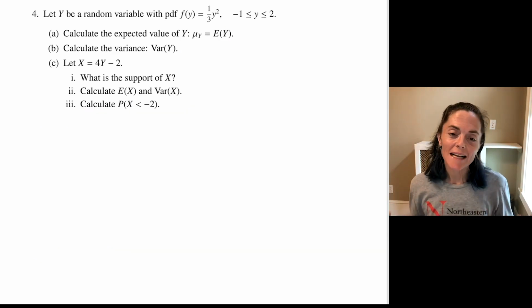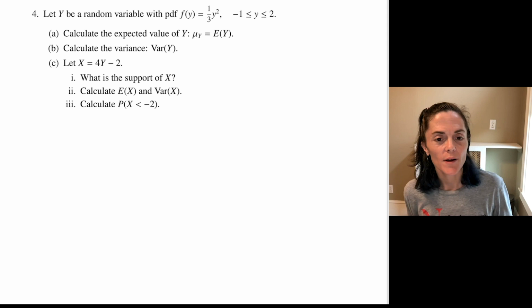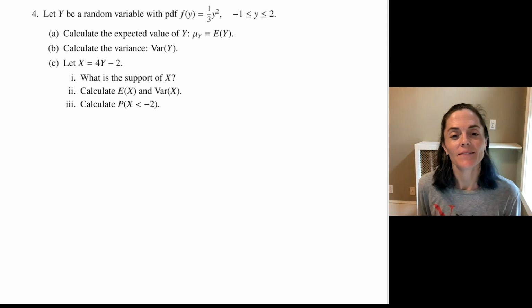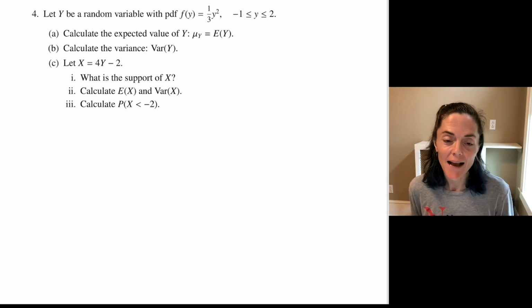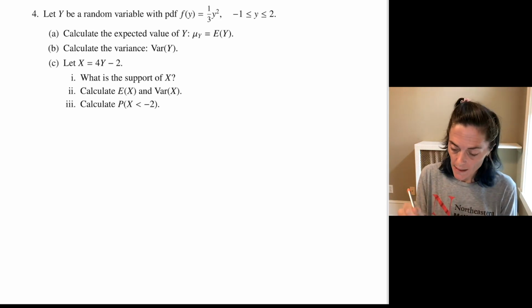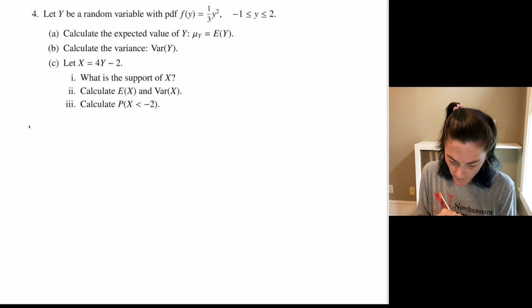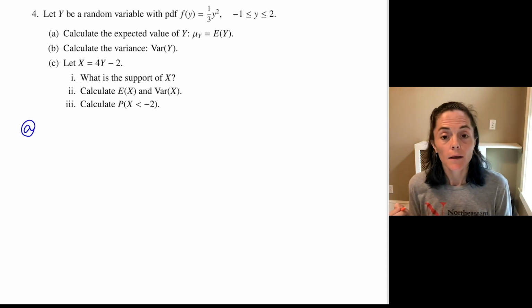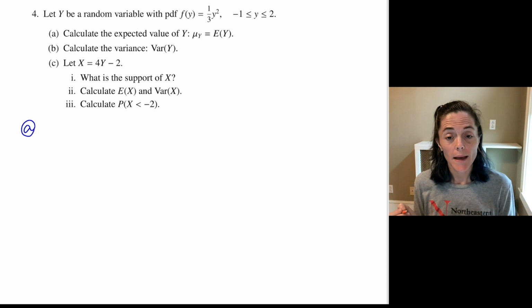Last one, we are back to a continuous random variable, and we can calculate expected value, variance, and then we have a linear transformation of this random variable. Wonderful. So, letter A, we want to calculate the expected value.